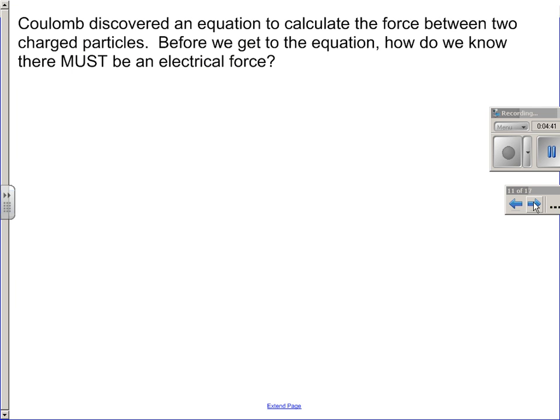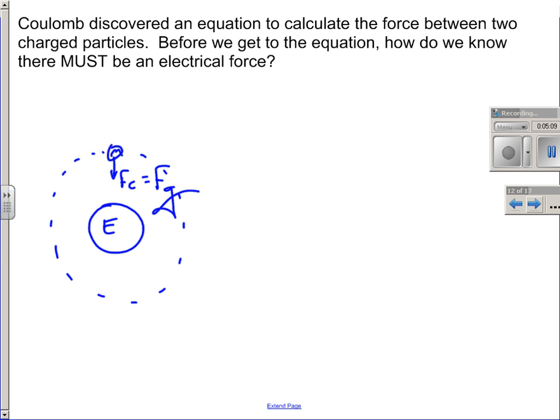Cool. So, Coulomb discovered an equation that calculates the force between 2 charged particles, what's called electric force. But before we get to the equation, how do we know there has to be an electrical force? Well, it's the exact same reason that Newton knew there had to be a force on the moon. You had the Earth, and then the moon. And Newton knew that the moon went in a circle around the Earth. And since it was going in a circle, there had to be a centripetal force pulling it inwards. He discovered that that force was gravity. So Coulomb has shown us that there's an electrical force between charges.